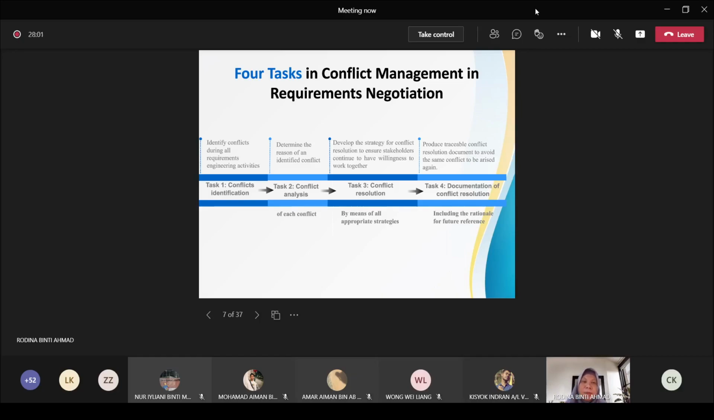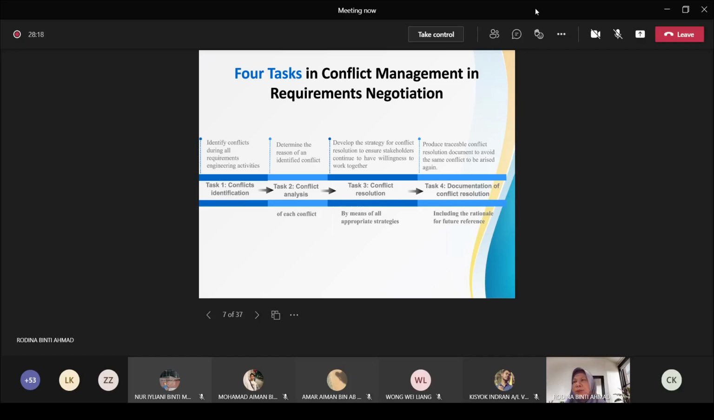And it can also occur during requirements validation, because of a conflict about the correctness of the requirements. When they try to validate the requirements, maybe one stakeholder says that the requirements should be this way, and then another one says no.